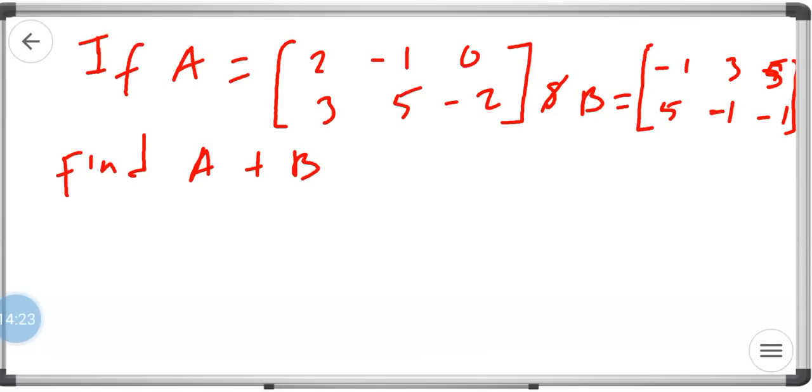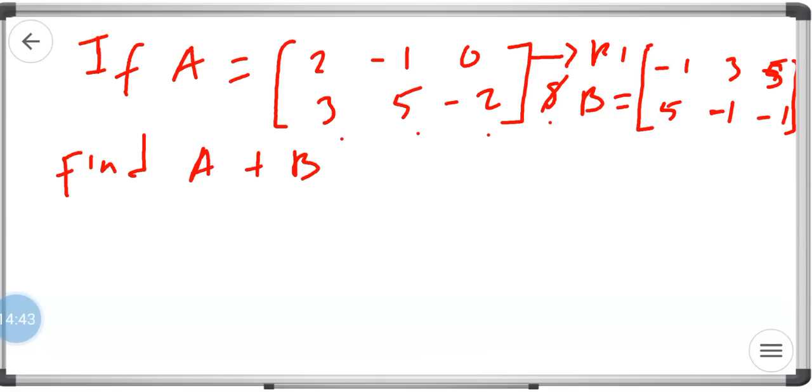And from here now, if you look at matrix A, we have row 1 and row 2. Here we have column 1, column 2, and column 3. As well, here we have row 1, row 2, and column 1, column 2, and column 3. So which means we have 2 by 3 matrices.